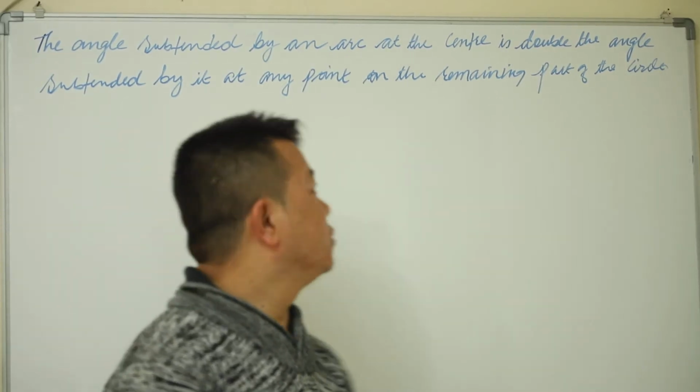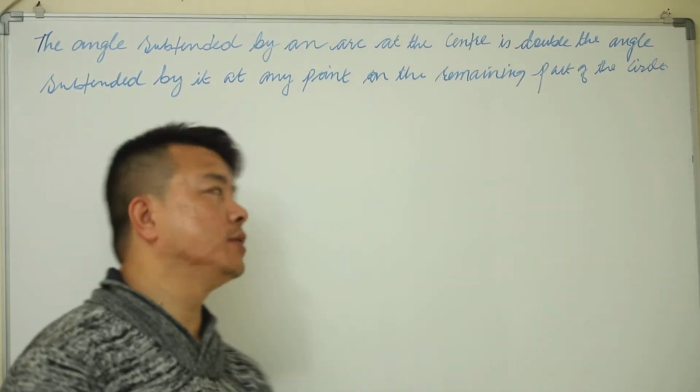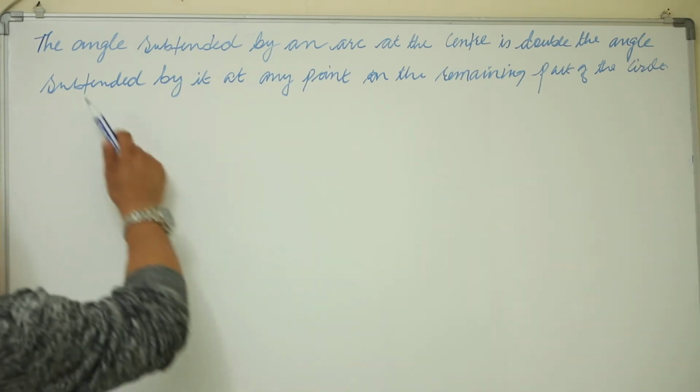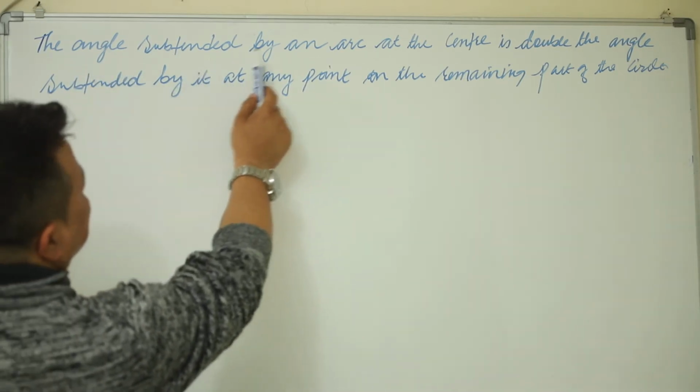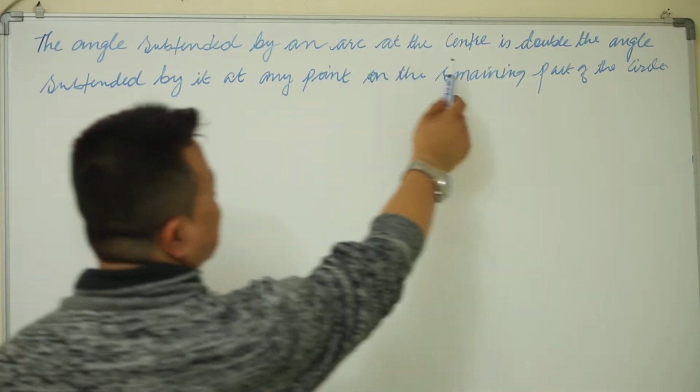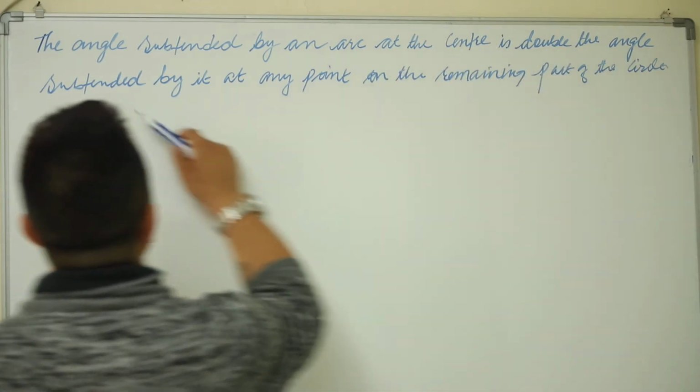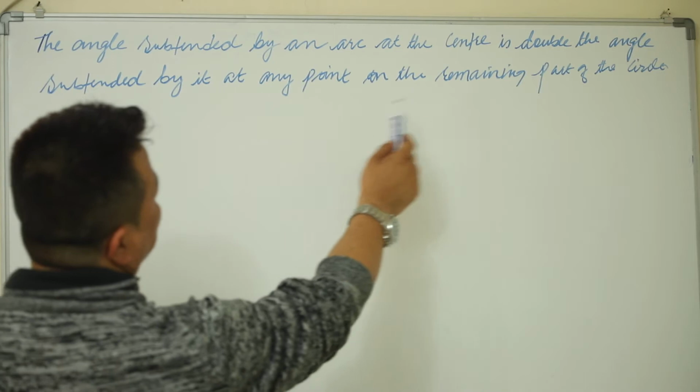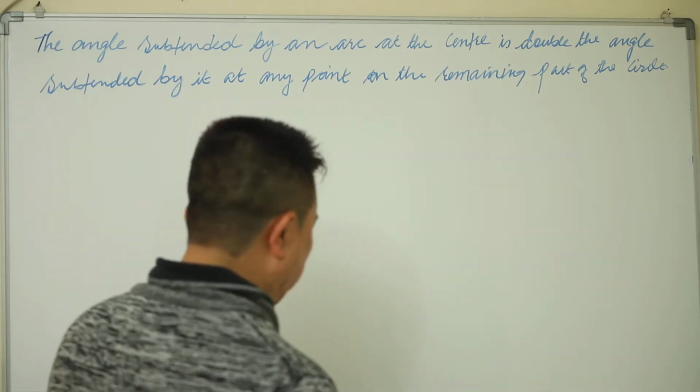Hello friends. Today we are going to do a very important theorem on circle. The theorem is: the angle subtended by an arc at the center is double the angle subtended by it at any point on the remaining part of the circle.